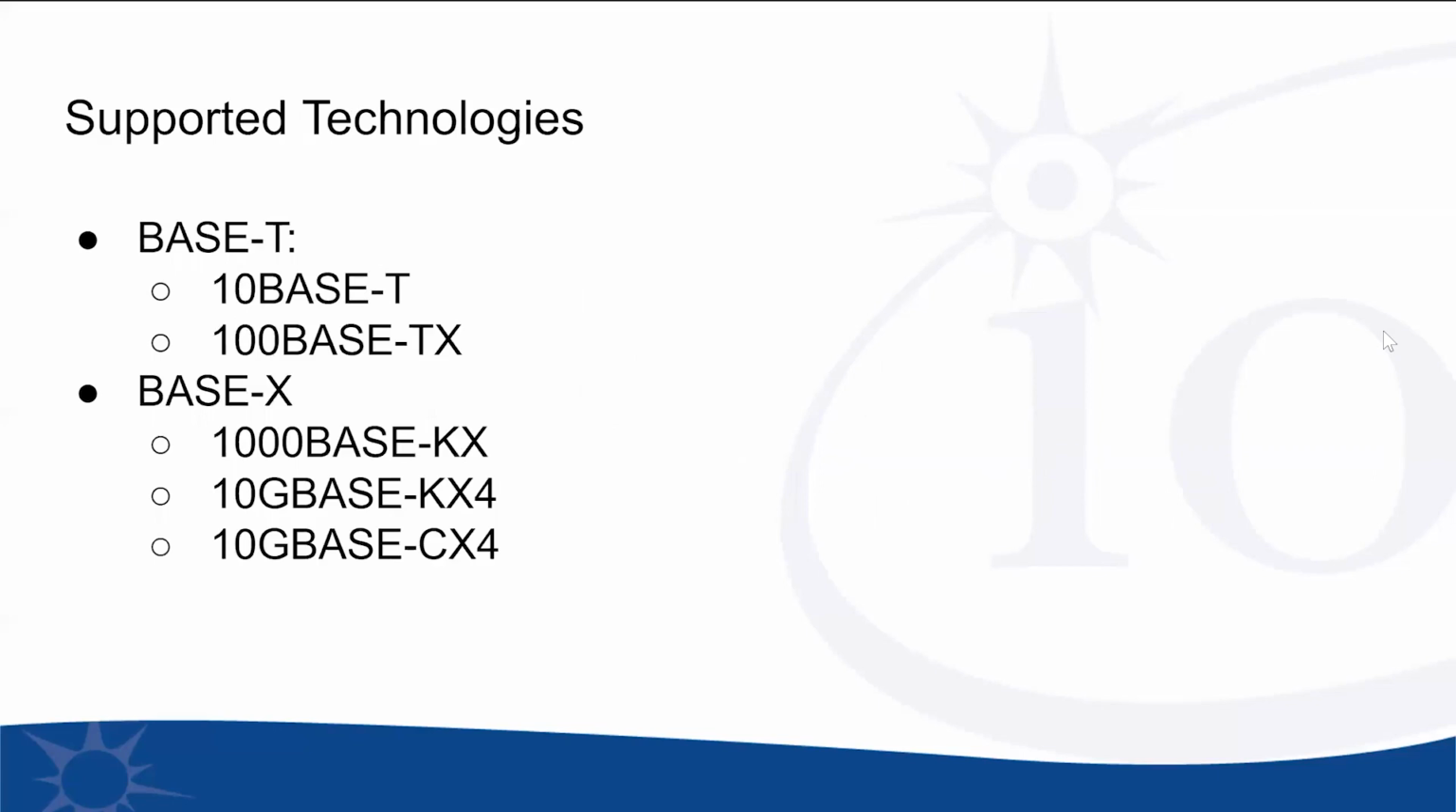As mentioned, there are only a couple of supported technologies. For our base T technologies, you have 10 base T and 100 base TX. Once you hit 1000 base T, you do need auto negotiation or an engineered link to establish that link. And then for our non-base T technologies, we have 1000 base KX, 10G base KX4, and 10G base CX4 that can be used with the parallel detection function to establish a link.